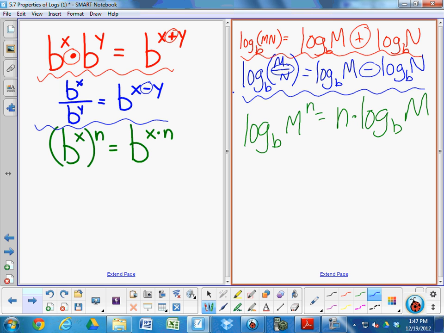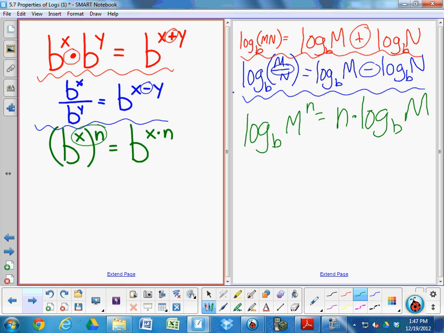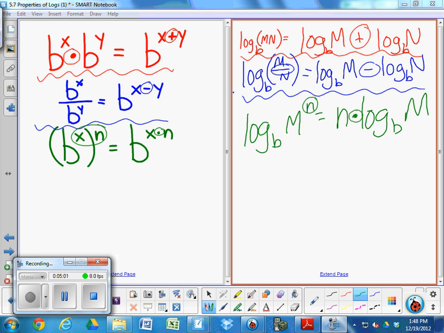And then in green, we had the power to a power right here. What did that become? Multiplication. Here we have log m, which is an exponent, to a power. It could come out front and multiply. Power to a power becoming multiplication. Those are the three rules that we're going to learn throughout this section, and that's how they relate to the rules from earlier in this chapter.